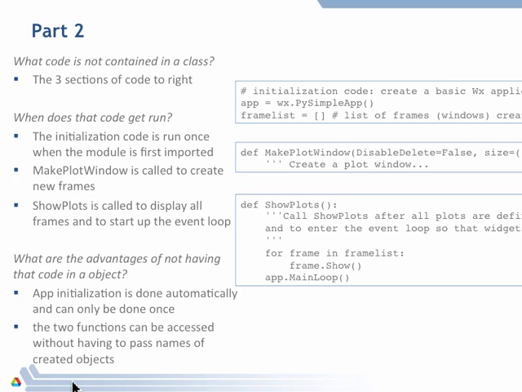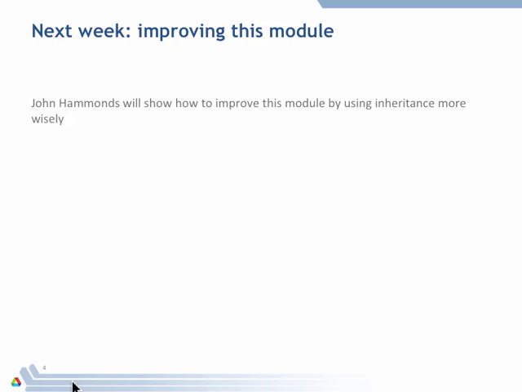So from my perspective, the advantages are that the initialization gets done automatically for me, I don't need to worry about it, and that I can access this stuff wherever I need it without having to worry about namespace stuff. So that's the answer to the two homework questions. Next week, we're going to hear from John, and he's going to show you how to improve this class even further by doing a better job with inheritance.